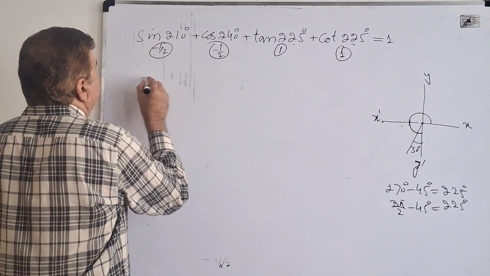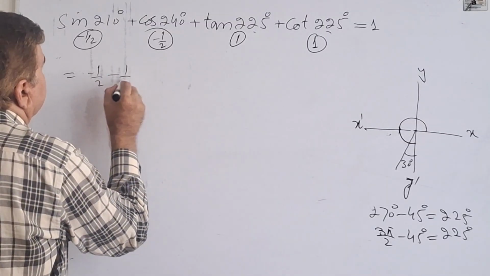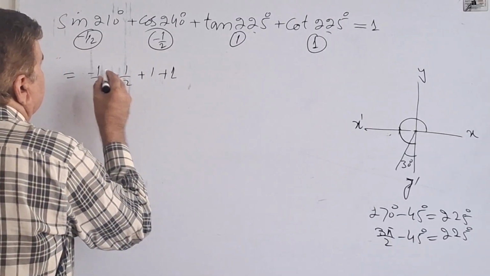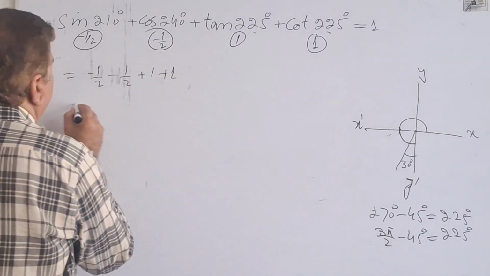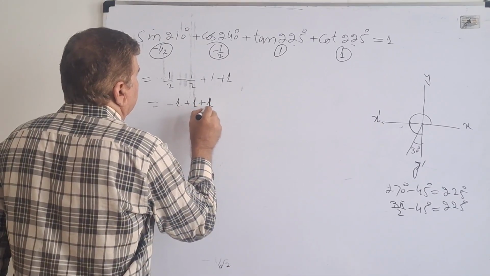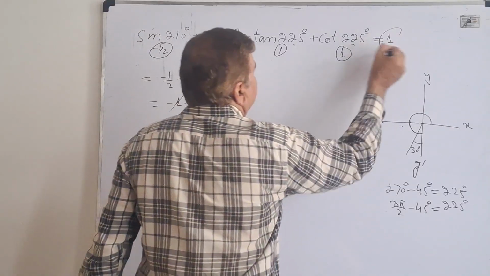So what I get from the left side is minus half, plus 1, plus 1. This minus half gives me minus 1 plus 1 plus 1, right? This cancels with this, and we get 1, which is the same as the right side.